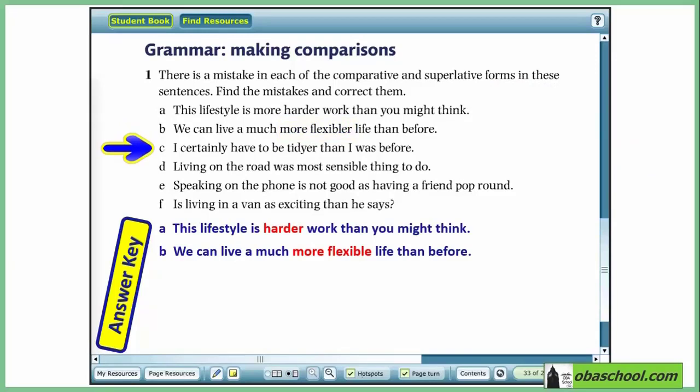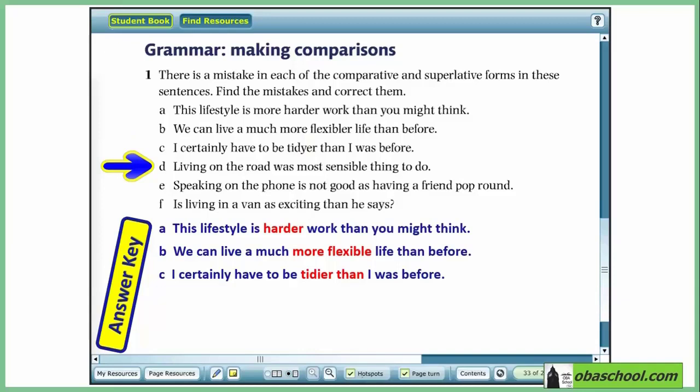C. I certainly have to be tidier than I was before. The mistake in this sentence is the spelling of the word "tidier". When changing the adjective to a comparative form and it ends with a "y", we must change the "y" to "i" and add "-er", so it becomes "tidier", T-I-D-I-E-R. I certainly have to be tidier than I was before.